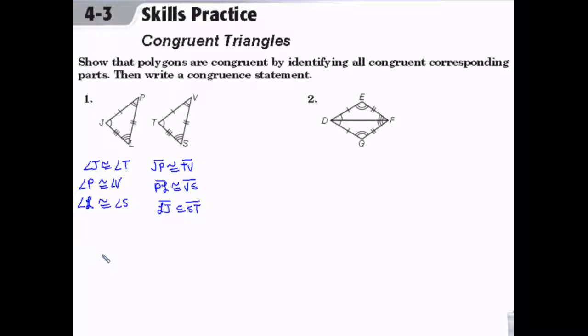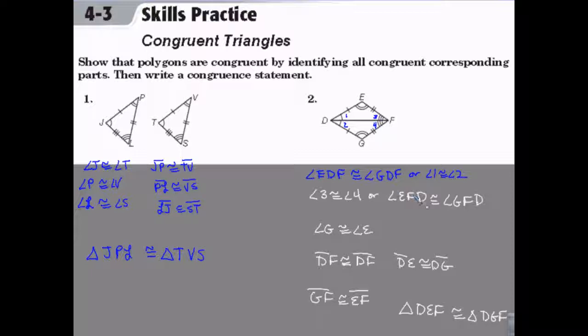Then what matters with the order is I list the first triangle and I can put that in any order I want. JPL, LPJ, LJP, PLJ, whatever. That part doesn't matter. The first triangle I can put in any order I want. It's the second triangle that I have to match. So since angle J was first, angle T has to be first. Angle P, so angle V, angle L, so angle S. So that's the part where you have to be careful, when you're doing that second triangle, to make sure you match the congruent letters to each other. They're in the same order.